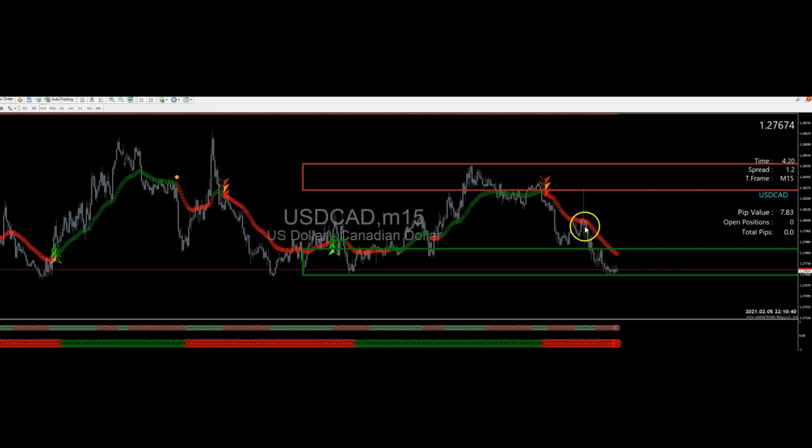So this one had a double whopper because it had the USD NFP news, but then it had oil inventory news right afterwards. But either way it goes, did this perform correctly? Absolutely. So that's plenty of pips you could have had.